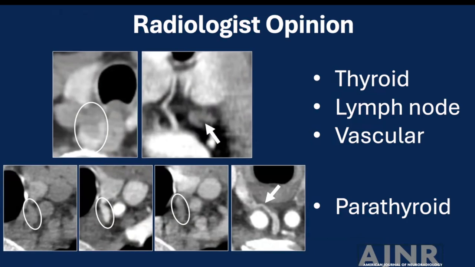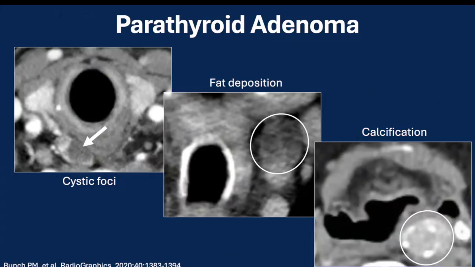Practically speaking, if you can't confidently determine that a structure is thyroid, a lymph node, or vascular, I'd suggest describing that structure as a candidate parathyroid lesion in your report. The classic enhancement pattern of parathyroid adenomas is well documented, but it's less publicized that this classic pattern is only seen in 20% of adenomas. Thus, I'd encourage you to keep an open mind as to what a parathyroid adenoma can look like, including cystic foci, fat deposition, and calcification.